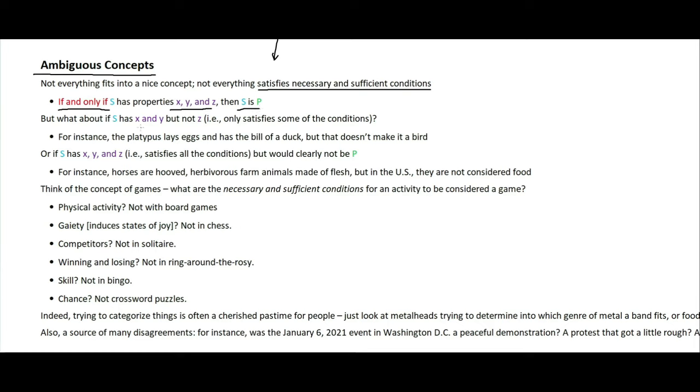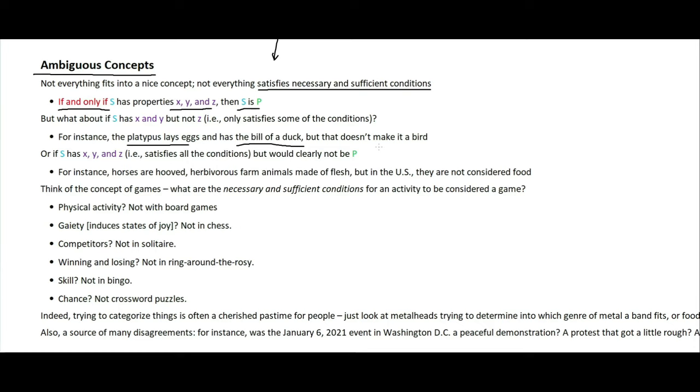So what about if S has X and Y but not Z and only satisfies some of the conditions? So for instance, a platypus lays eggs and has the bill of a duck, but that doesn't make it a bird. So you often hear the colloquialism, if it looks like a duck and quacks like a duck, then it's a duck. But we can have some of these ambiguous conditions here. So a platypus laying eggs and having the bill of a duck are things that don't necessarily make it a bird.